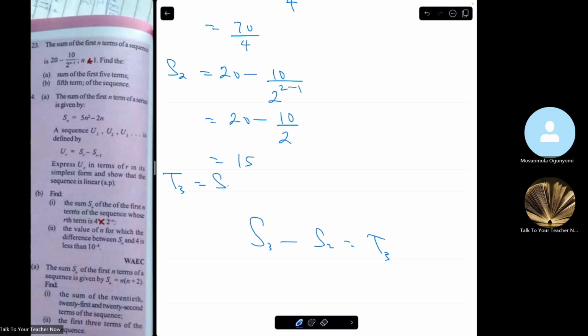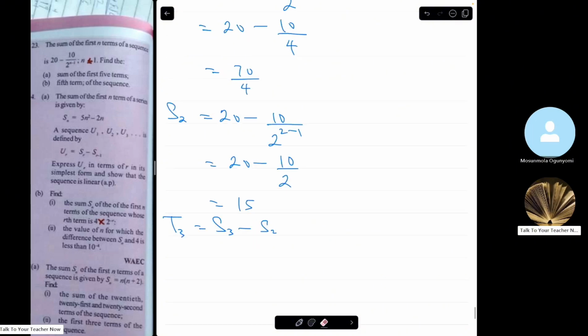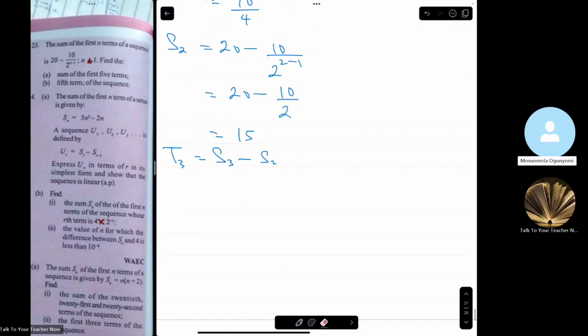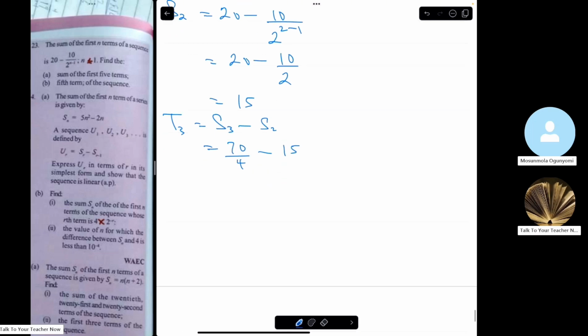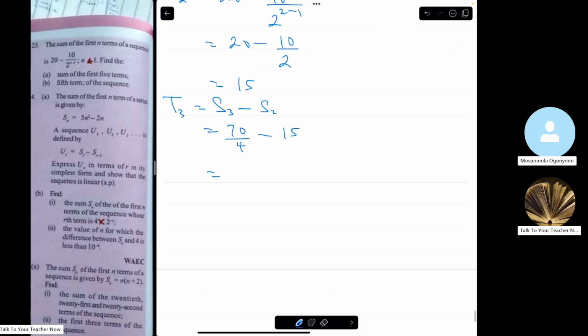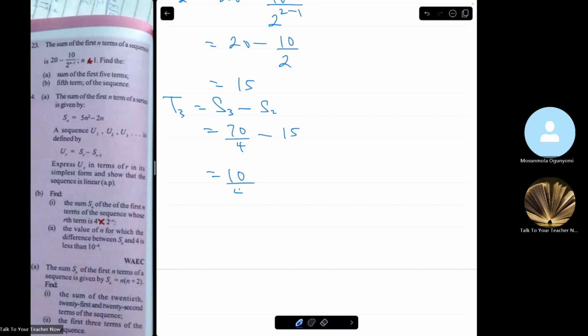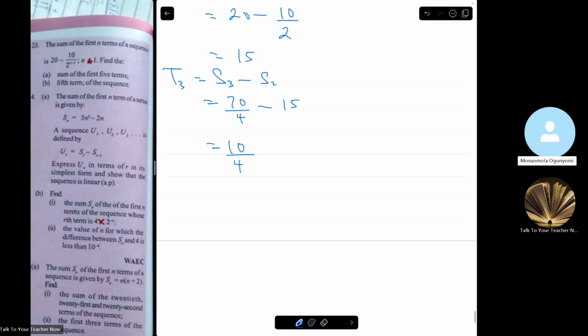T3 is what? T3 is S3 minus S2. No, S3 is not 20 now. S3 is 70 over 4. Or did we make a mistake? And S2 is 15. So do that in a rough work paper. That's 10 over 4. Is that correct?